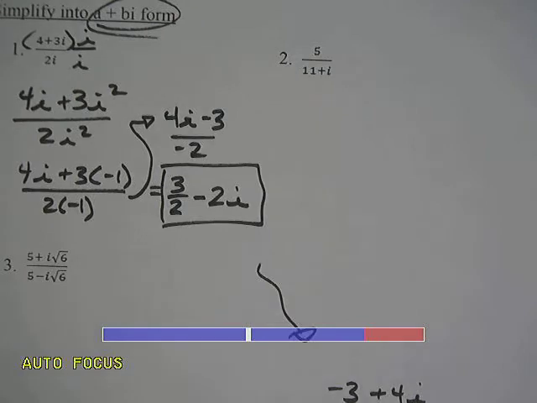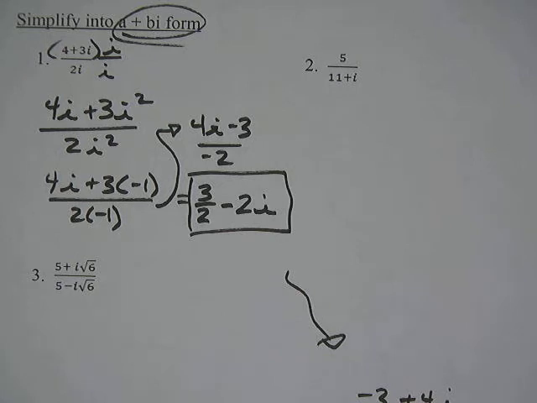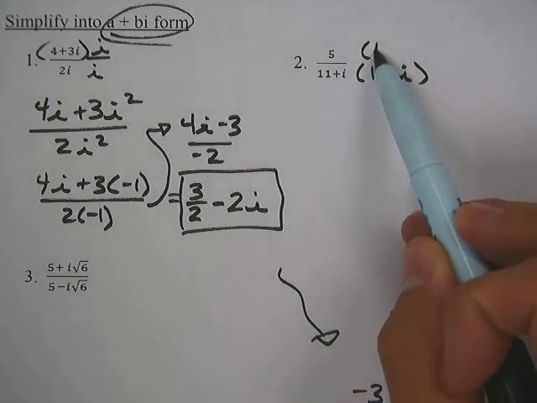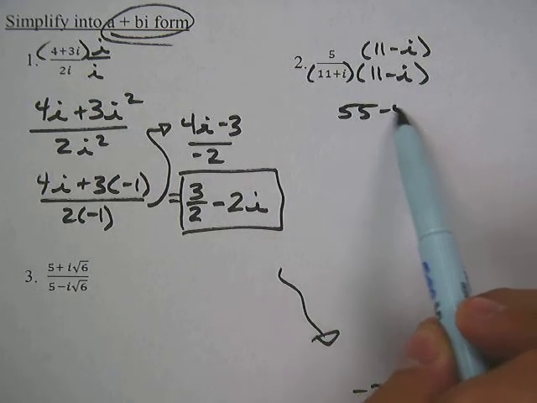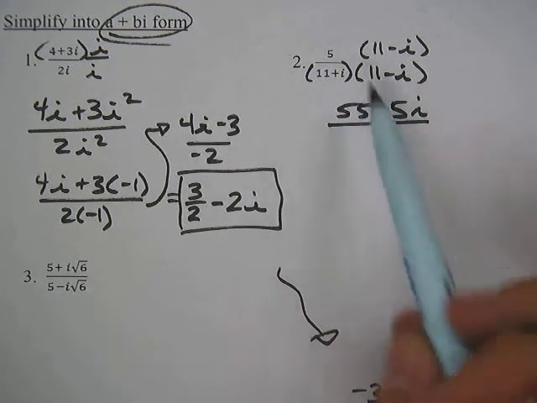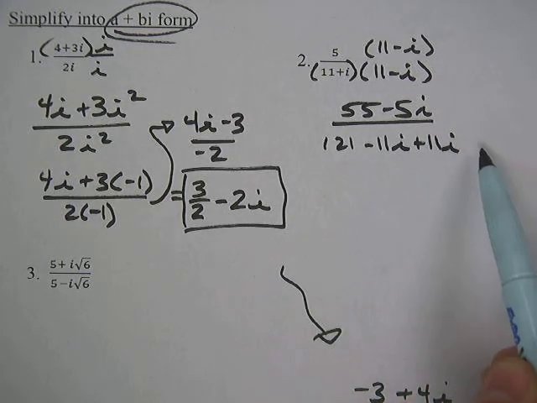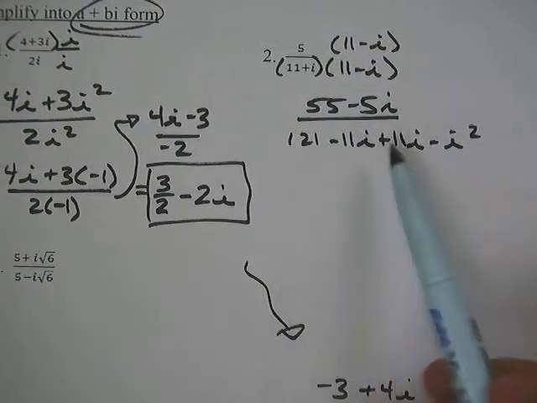Now, take a look at number 2. Number 2 is a little different. Notice it says 11 plus i. Hopefully this rings a bell: if that were 11 plus root 7, you would multiply by the conjugate, and that's exactly what we're going to do here. We're going to multiply by the conjugate, which is 11 minus i. So up on top, I get 55 minus 5i. In the bottom, doing a little distributing, I get 121 minus 11i plus 11i minus i squared.